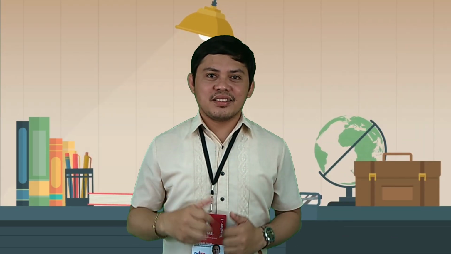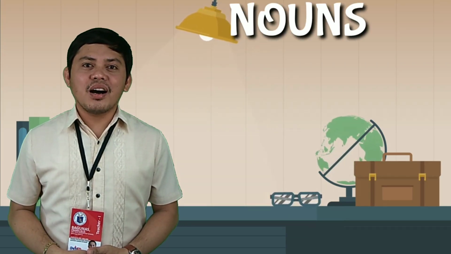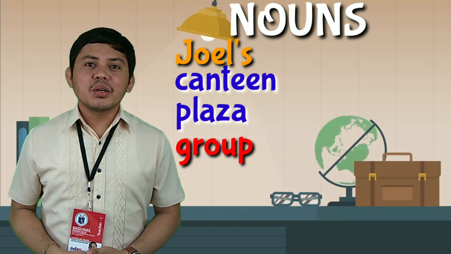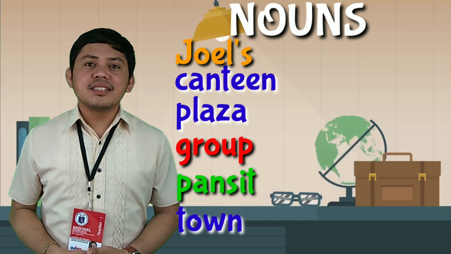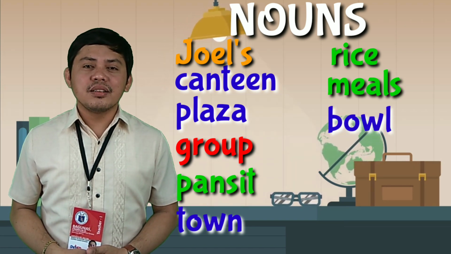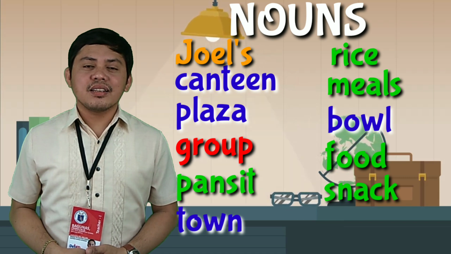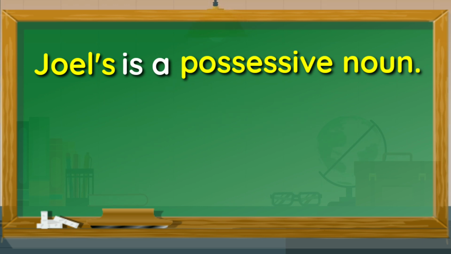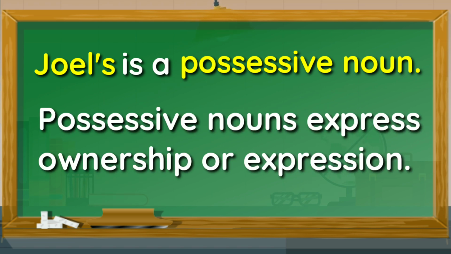Have you found all the nouns in the story? That's great! You're on the right track. In Uncle Joel's Pancit, the nouns are Joel's, canteen, plaza, group, pancit, town, rice, meals, bowl, food, snack, and crowd. Joel's is a possessive noun. The noun Joel was added by an apostrophe to show possession. Possessive nouns express ownership or expression.